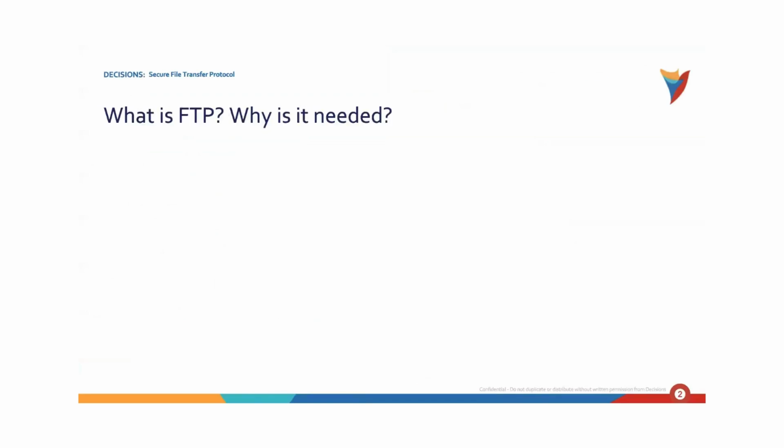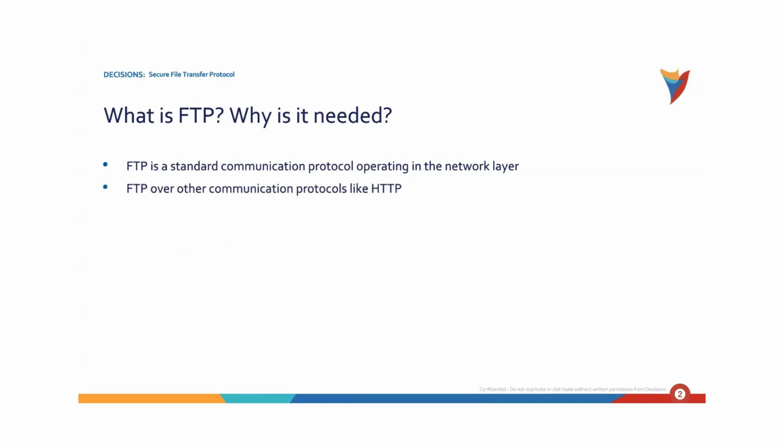So what is FTP and why is it needed? FTP is a standard communication protocol that operates in the network layer. There are other communication protocols like HTTP that are used for file transfer. However, FTP is preferred over HTTP because it can transfer large, bulky files over the network. Also, HTTP is mostly used for accessing web pages.